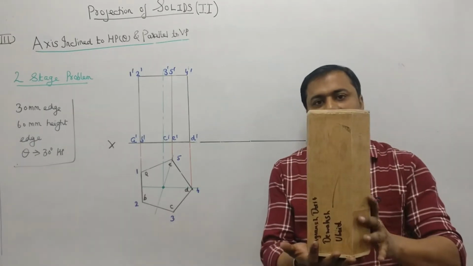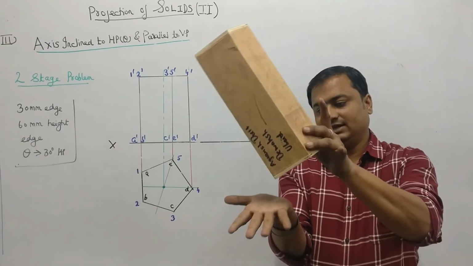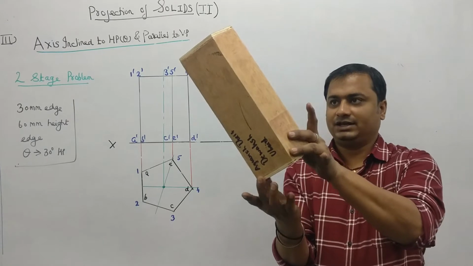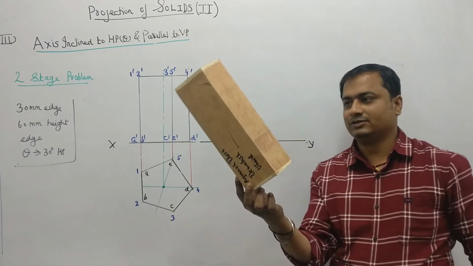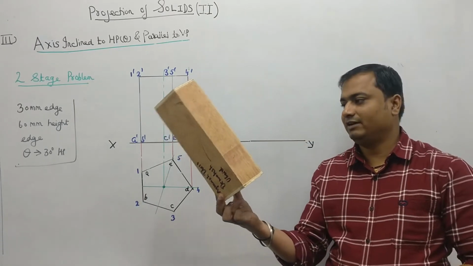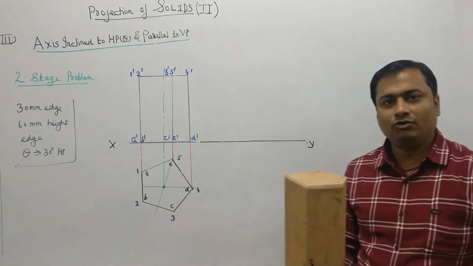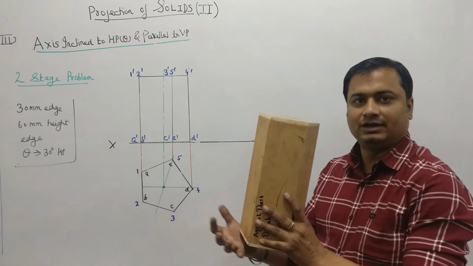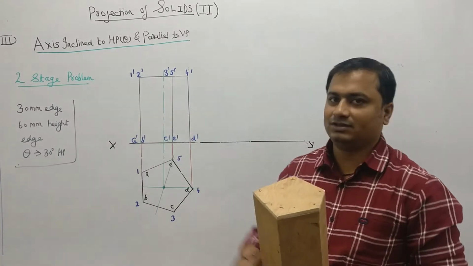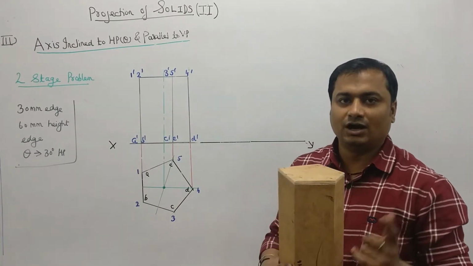So actually the case was like this. Resting on the edge, this is my edge, resting on the edge, and the solid is inclined like this. We have to draw for this, but we have done for this, standing on HP, where we have drawn the top and front view. Now I will be making it inclined. Now I will be making this axis inclined with the HP, that is 30 degrees. Now how do I make it inclined?